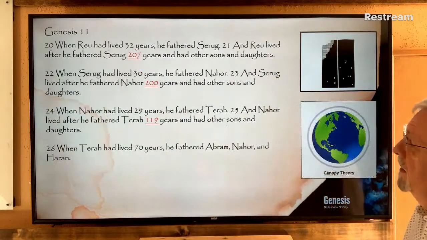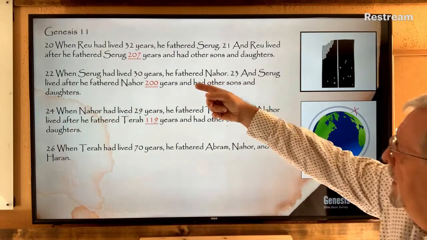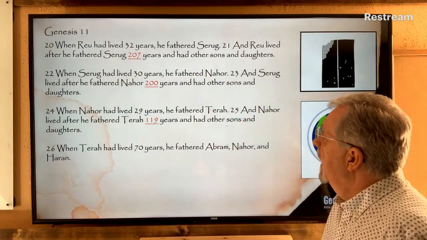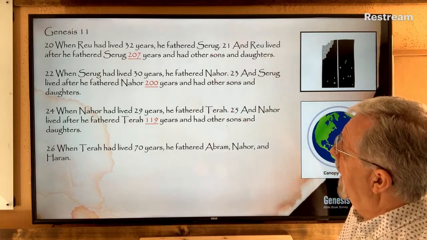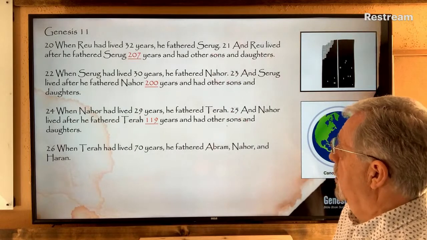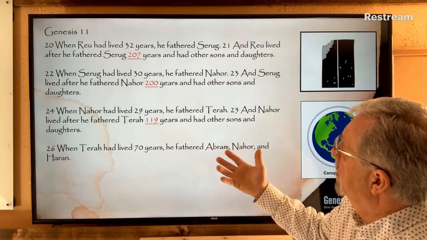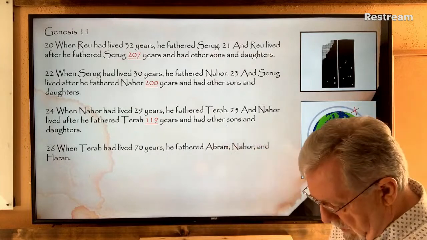And then you're going to notice that in the next group, Reu, he's going to live 32 years, and he's going to father Serug. And Reu lived, after he fathered Serug, 207 years. So what is that? That's 239 years. What did the other guy live?